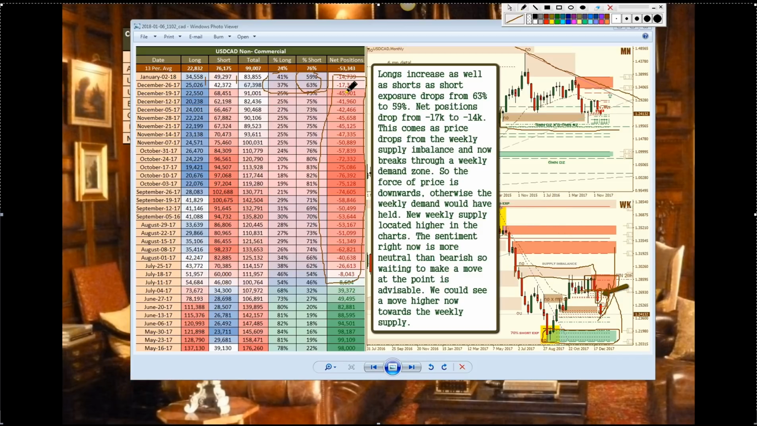The data suggests that we are going to continue a move to the downside, but it's too risky for me to take any trades. So passing on that one.